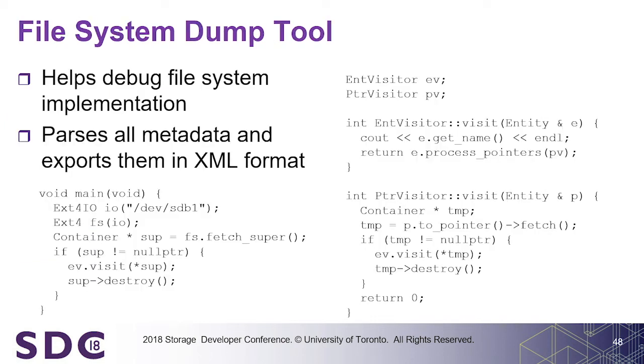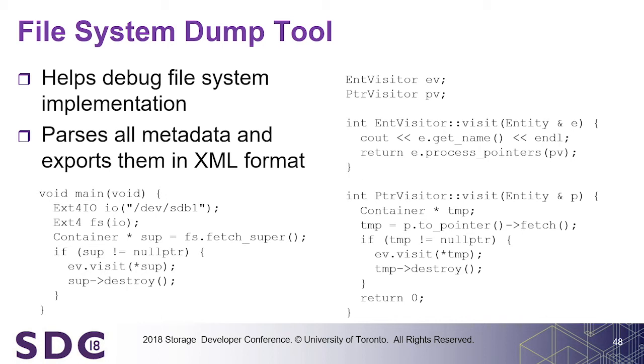So the first application I'll introduce here is the file system dump tool, which helps debug file system implementations. Our Spiffy tool is a generic tool that works on all annotated file systems. It parses all the metadata in a file system image and exports the result in an XML format using a variant of the generic file system traversal code shown here.